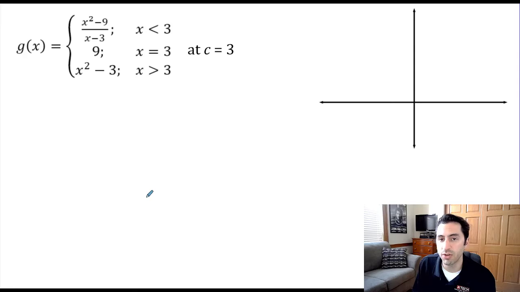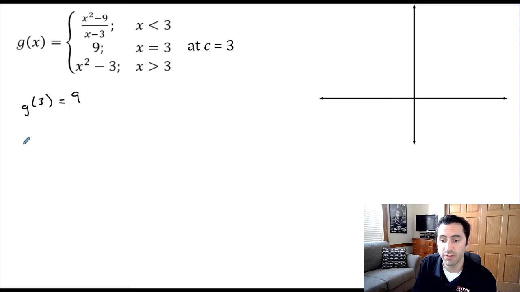So again, we're going to use our 3-part definition to take a look at this. So the first one is we need to figure out if this is defined at g of 3, which it is. Because if I look at this at exactly x equals 3, we end up with this value of 9.